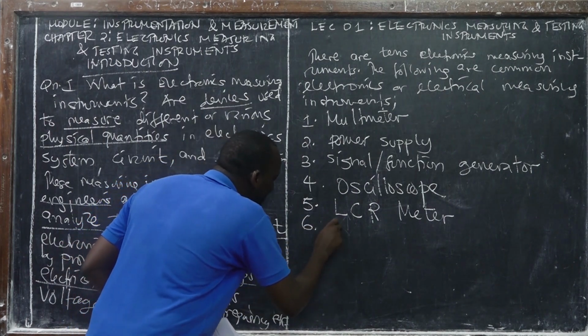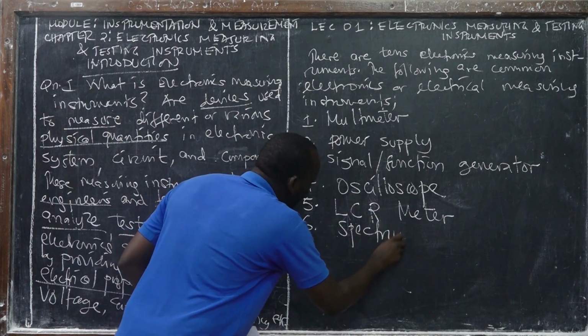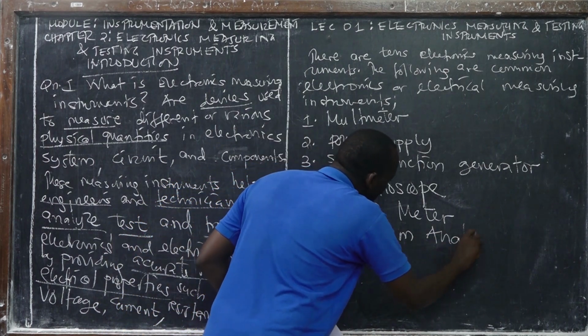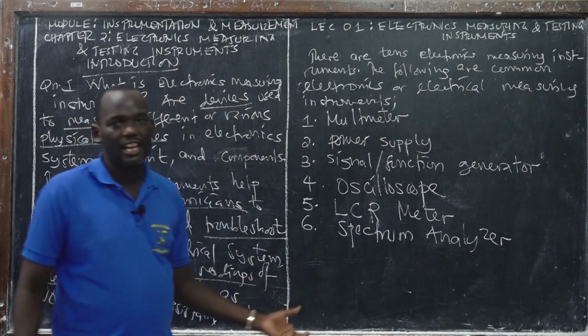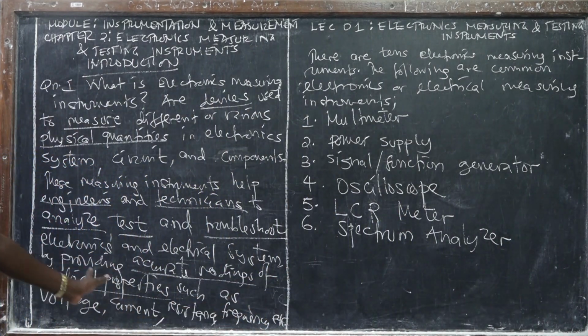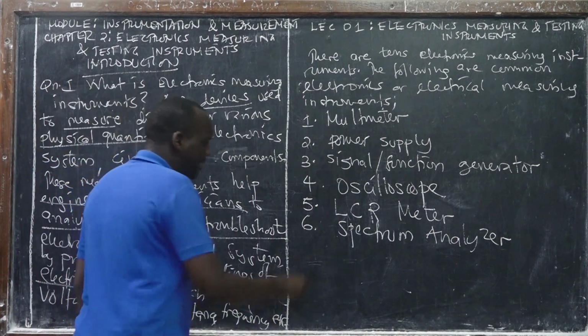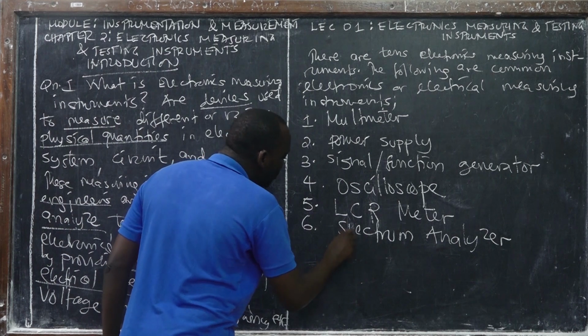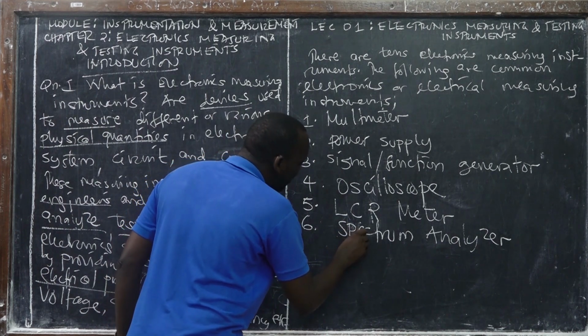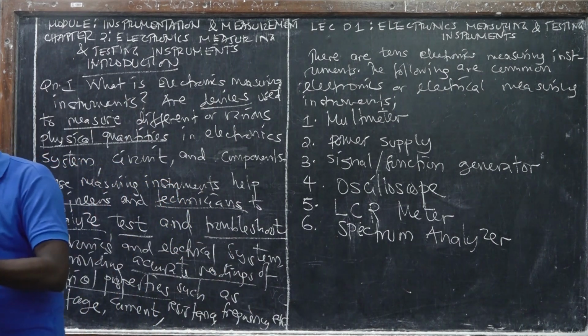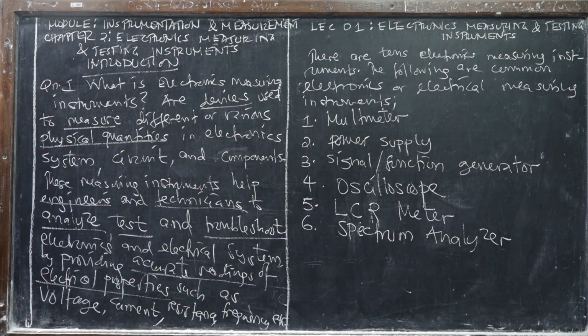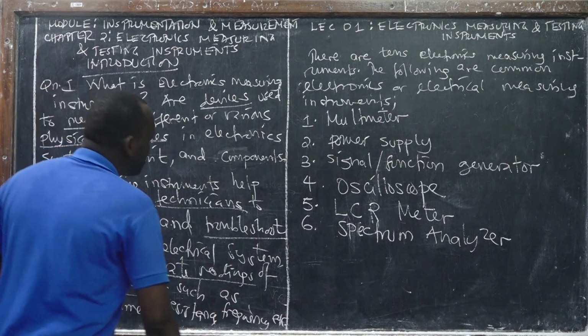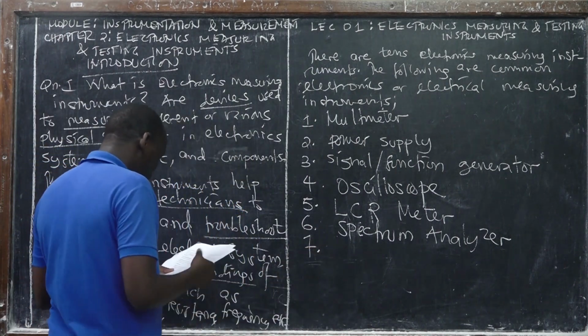Number 6 is called the spectrum analyzer. Say spectrum analyzer. This is an electronics measuring instrument that you have used. Do you have an audio recorder? Na software ile ya kurekodi sauti, wakati mwingine sauti ikirekodiwa tunaona vitu vinapanda vinashuka. Ile ndio spectrum. Ina analyze sauti. Kwa hiyo ukiongeza inaenda juu, ukipunguza manake ile ni amplitude against the frequency. So this is one of the instruments that we use for that purpose, the spectrum analyzer.